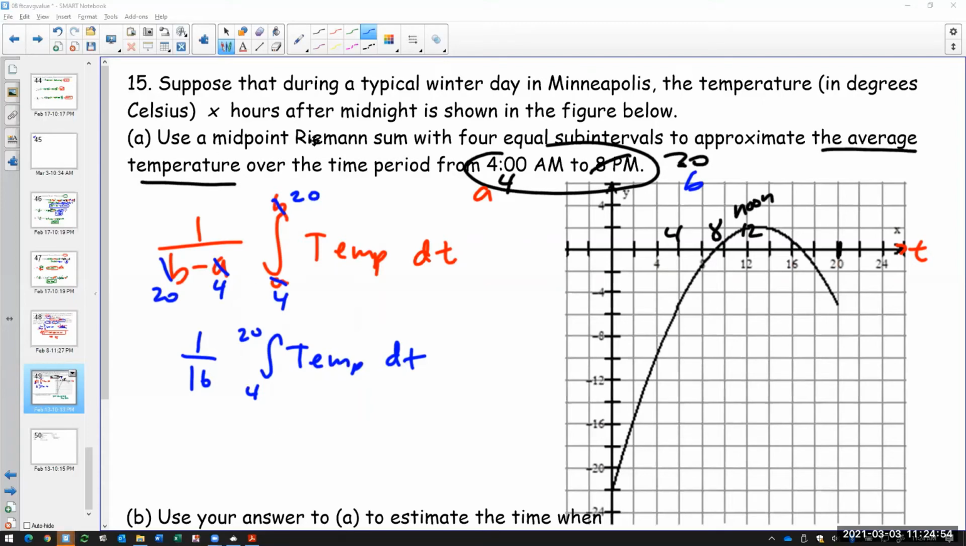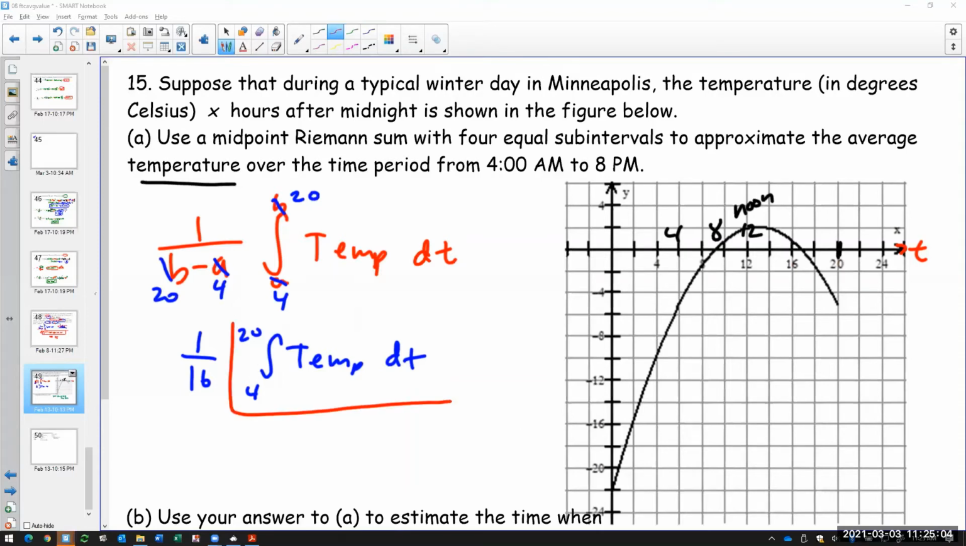But here it says use a midpoint Riemann sum with 4 equal subintervals. And guys, if I get the area under the curve here, do you see that that's really what this is? Isn't that what a Riemann sum is? If this is a graph of temperature, and it is, and I get the area under the curve, that's what this red box is. Is everybody good with that?